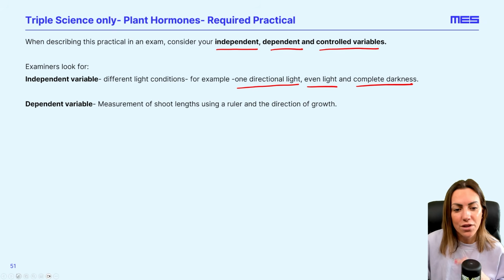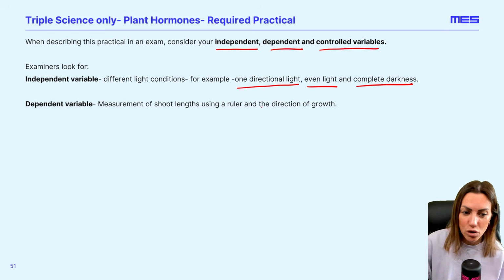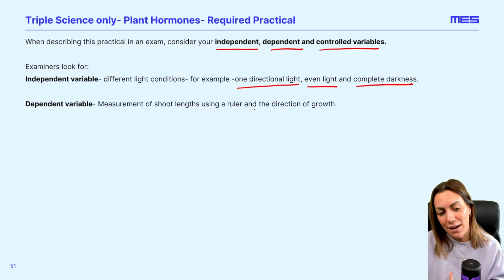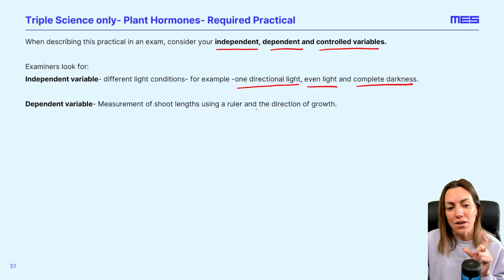Dependent variable, you're going to say what you're going to measure. So you could say, I'm going to measure the lengths of the shoots using a ruler. And you're probably going to have to do this before starting the experiment and after the experiment's finished so that you can calculate the increase in length.